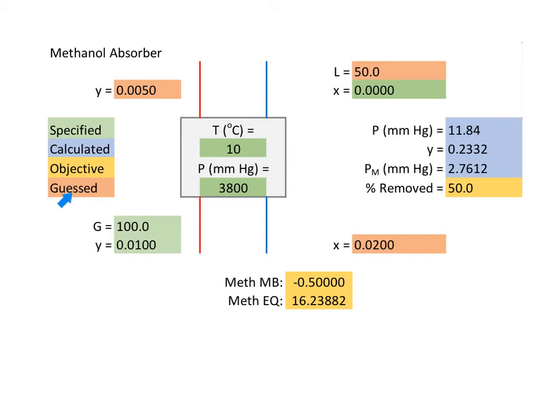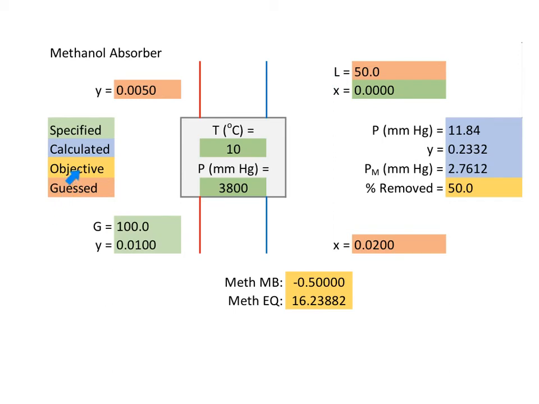Guessed values, which are in brown, are shown here. We'll just guess that the Y value coming out is 0.005 or 0.5%. The guessed value for liquid phase composition is 2%. And the liquid phase flow rate, water flow rate, is 50 moles per second.